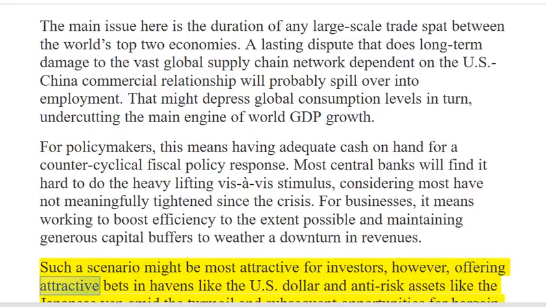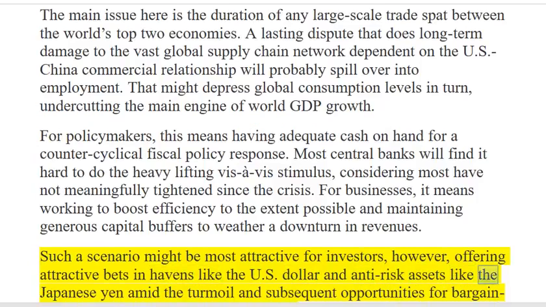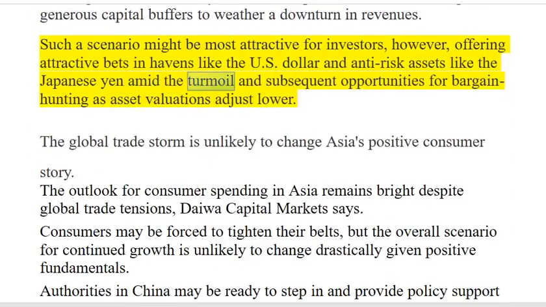Such a scenario might be most attractive for investors offering attractive bets in havens like the US dollar and anti-risk assets like the Japanese yen, amid the turmoil and subsequent opportunities for bargain hunting as asset valuations adjust lower.